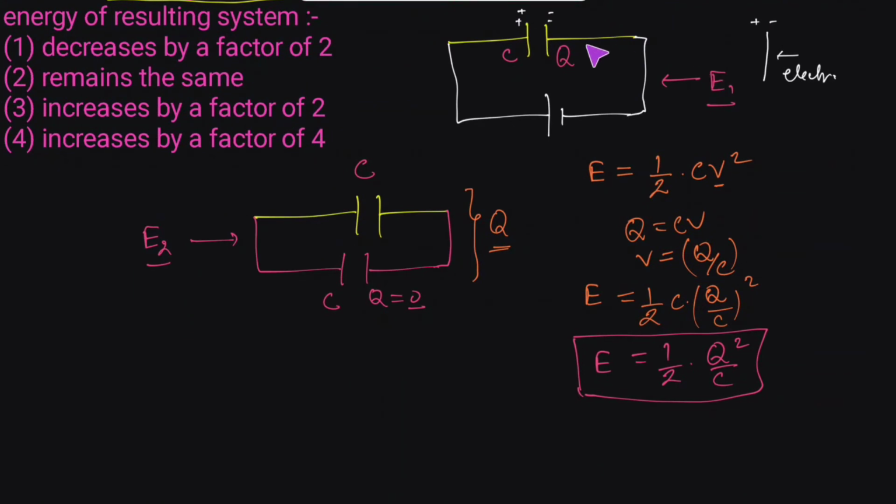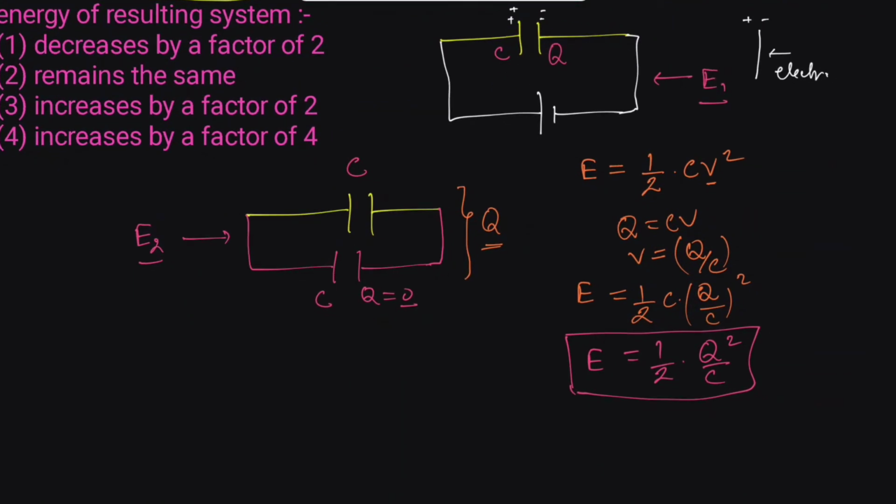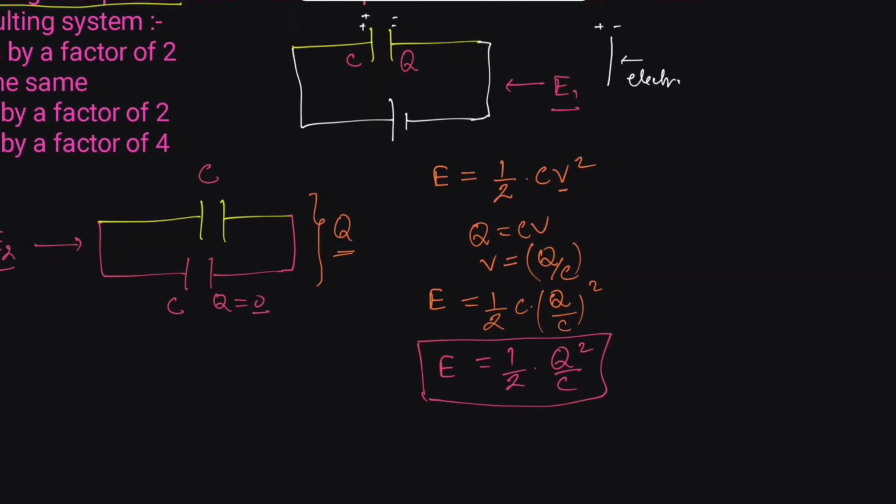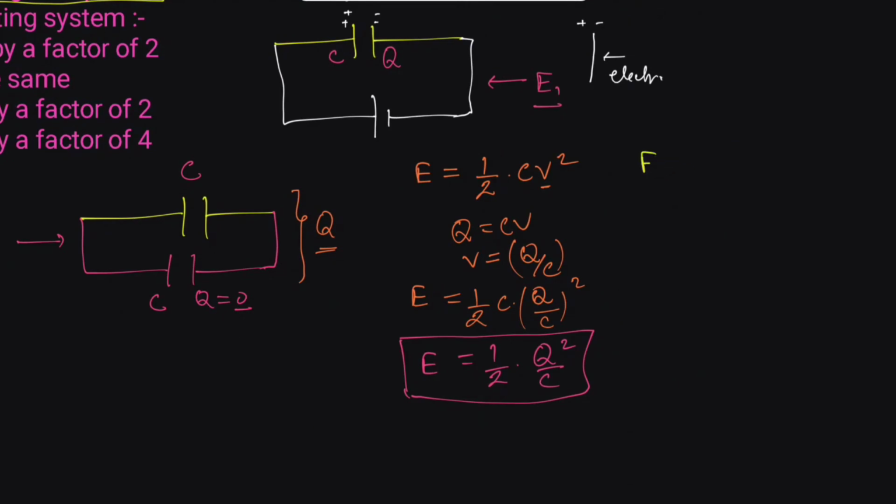So the electrostatic energy stored in this capacitor alone we are naming E1. So E1 would be half into Q squared, where Q is the charge stored in this capacitor, divided by C. C is the capacitance of this capacitor, because this is the only capacitor connected. So we will write C alone. So this is the value of E1.